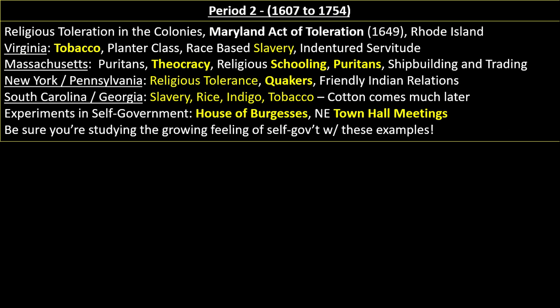New York and Pennsylvania, as mentioned earlier, were known for religious toleration. Quakers, they were some of the first to call for an end to slavery and equality between the sexes as well. So huge, huge, big deal with the Quakers. I'd make sure you're familiar with that religious group. They're very progressive.